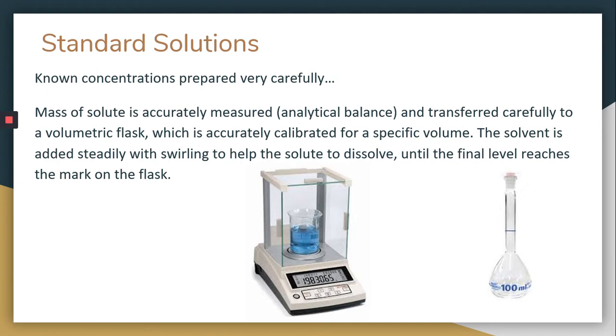If it is a liquid, like an acid, and you're diluting the acid, you would always want to make sure that there's some water in the volumetric flask before you add your specific volume of acid and then dilute it to that level.